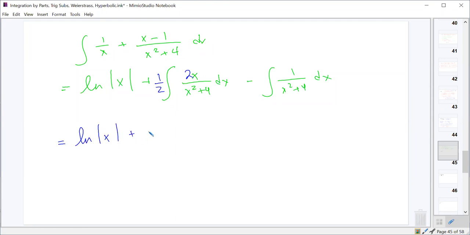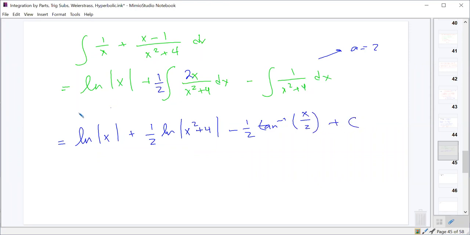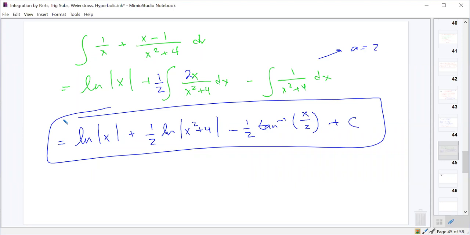We got natural log absolute value x plus 1/2, and then this became du over u, which is just natural log absolute value of u, which, since x squared plus 4 is always positive, the absolute value is not necessary, but oh well. And then minus, and what does this one become? What's a for this? A is 2. So this is minus 1 over 2 times the inverse tangent of x over a plus our constant, just from the formula we previously had. Good or not good?